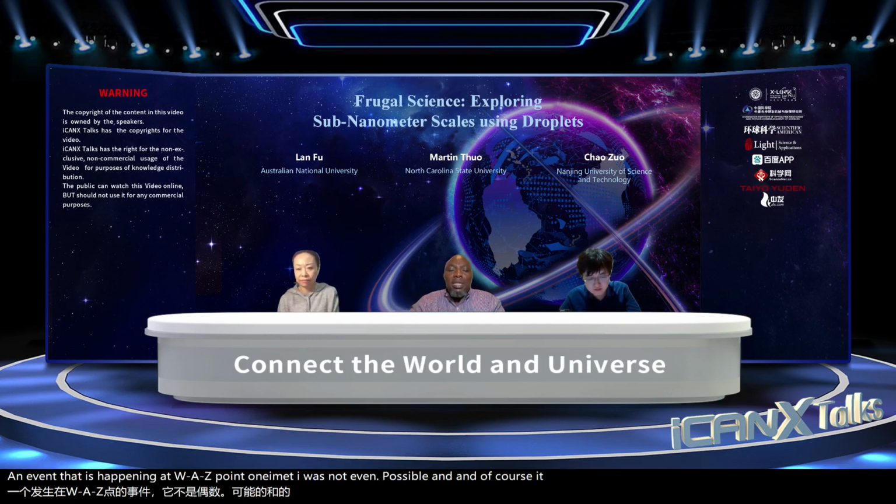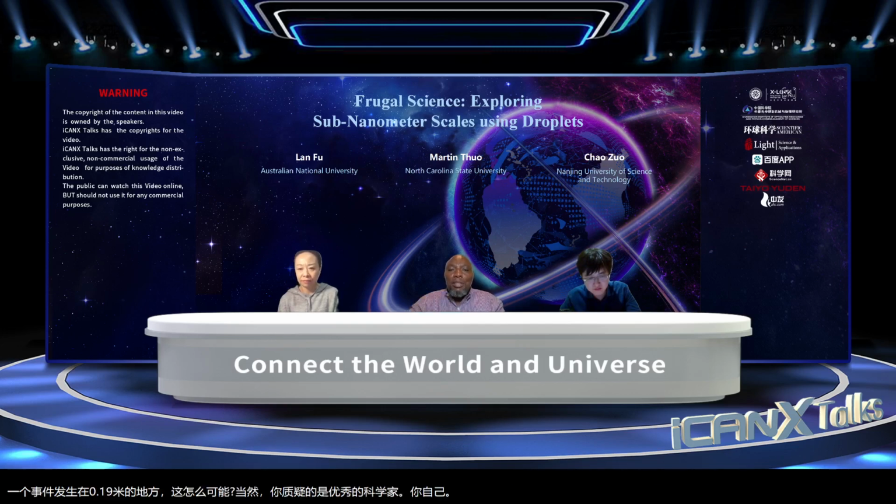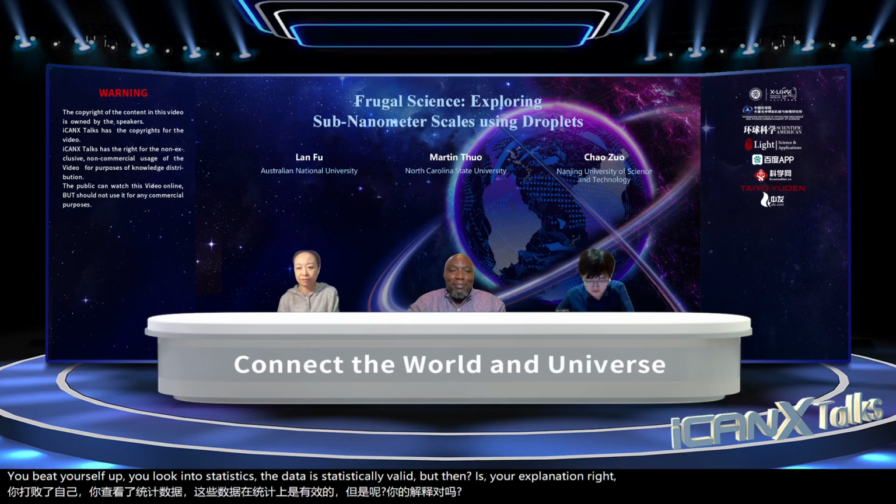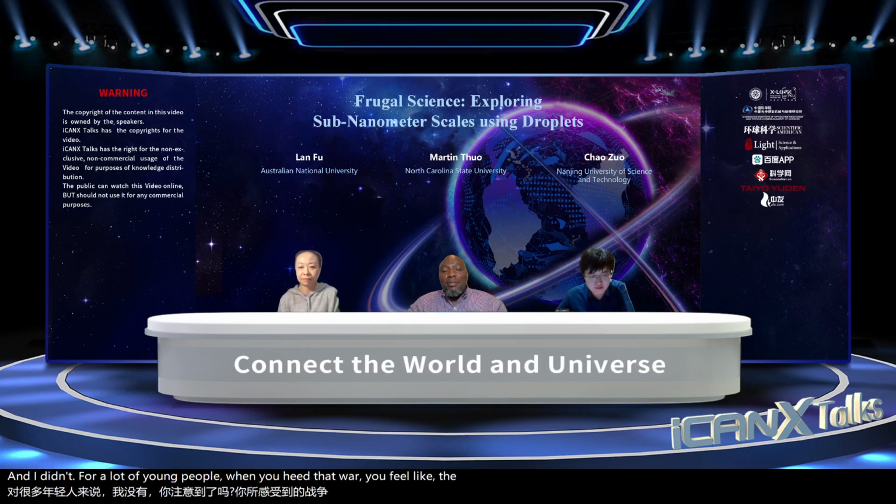And of course, as good scientists, you question yourself. You beat yourself up. You look into statistics. The data is statistically valid. But then, is your explanation right? And I think for a lot of young people, when you hit that wall, you feel like the data is not looking like what is expected, especially if you're in a field where people who are very famous have published. My mentor, George White, is the one who published the paper in 91. And I'm in his lab and I'm getting something that is against what he said in 1991. What am I supposed to go tell him? You shrink, you feel very small.